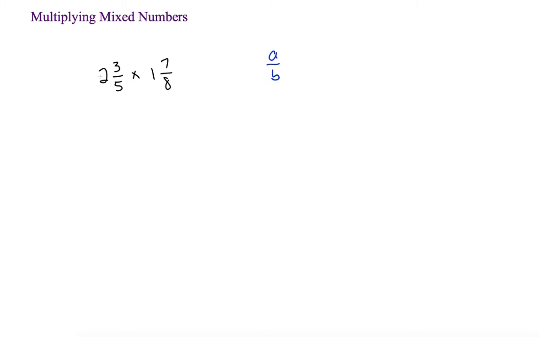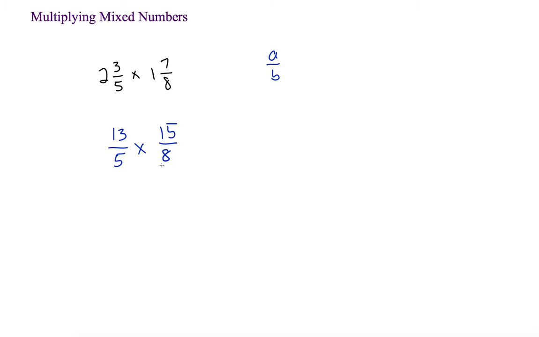So to do that, I'm going to take my whole number and multiply it by the denominator. So 2 times 5 is 10. I'm going to add the 3 to make 13. So I have 13 over 5 for this one. Again, I just keep my denominator. And the next one, I'm going to do 1 times 8 is 8, of course, plus 7 is 15. So I'm left with 15 over 8.